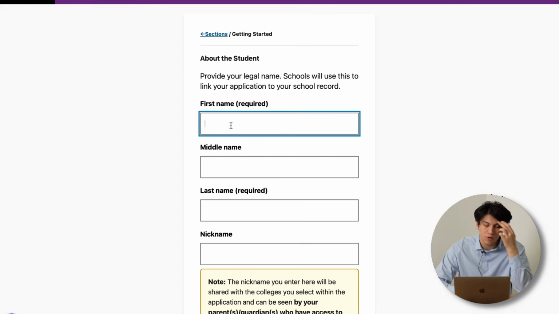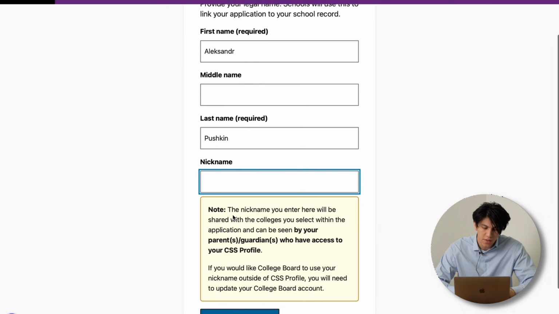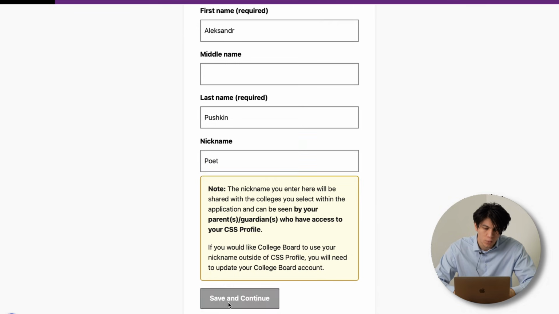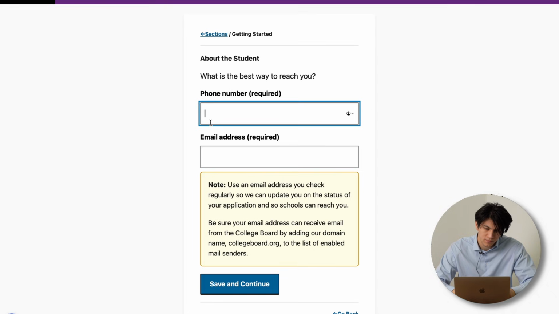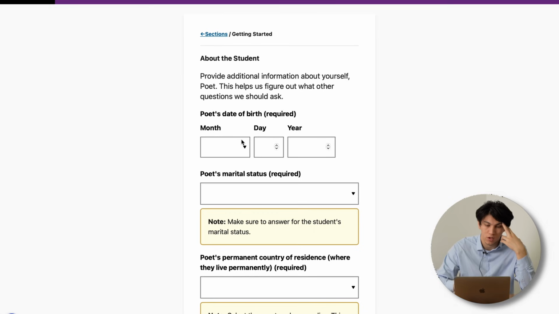Okay, here is the basic information. The name is, let's say, Alexander Pushkin. Nickname is Poet, right? Poet. Phone number of the student. So phone number, you cannot put plus or minus or whatever. You just start with the numbers. 998-9577-96575. Email address pushkin@gmail.com. Right, I'm including random emails so that you will include your own, not this one.